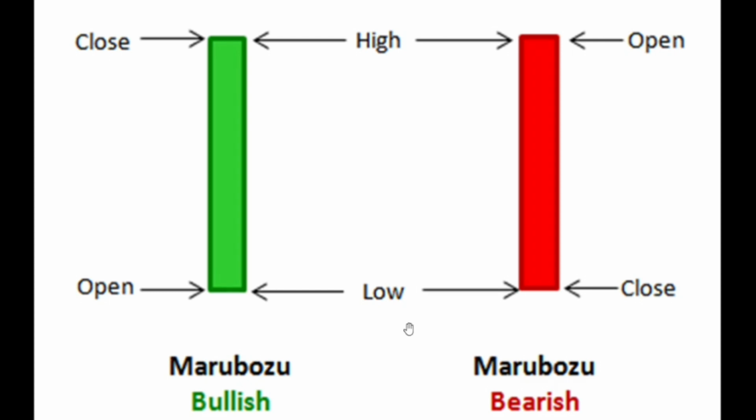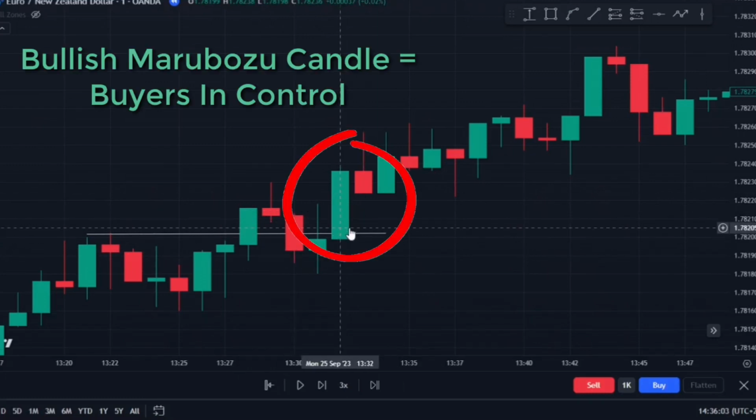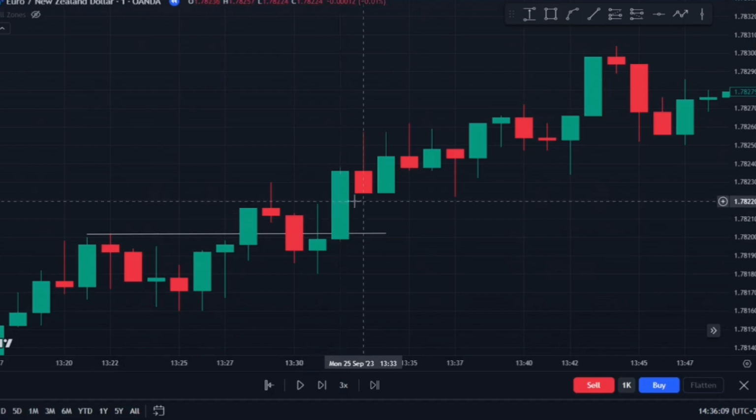Marubozu candlesticks are long red and green candlesticks without any wicks. These candles show very strong buying and selling pressure, and using this can be a great opportunity to get into the market. Again, I'm going to reuse this example. Once the price came back down to test this zone, we saw a big bullish Marubozu candlestick form, telling us that there's lots of buying pressure in the market, therefore this would be a great buying opportunity.